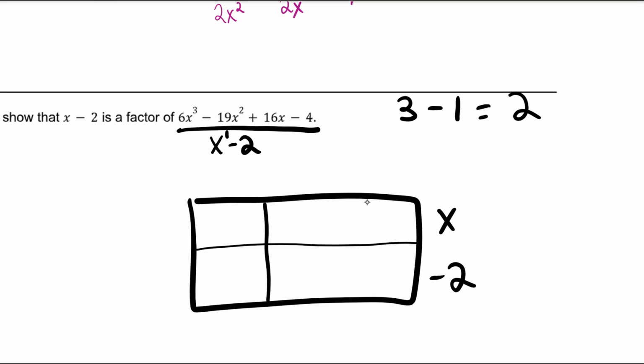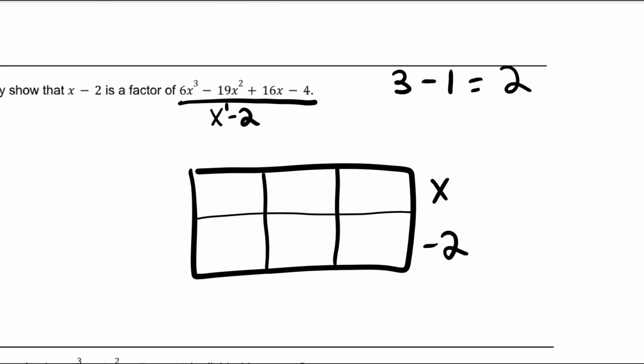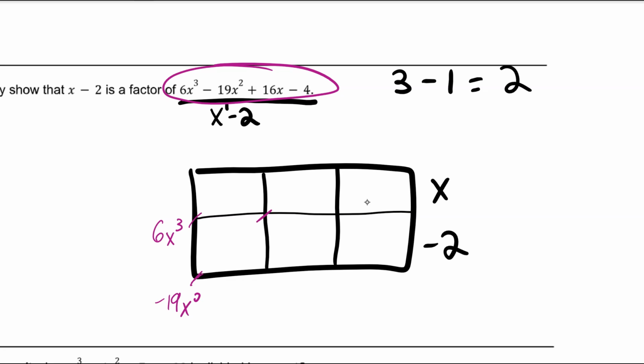So there should be 2 vertical lines to draw. And that just ensures that I have enough spaces to put all of my terms along the diagonal. 6x cubed, negative 19x squared on the next diagonal, 16x on one of them, and the last one would just be a minus 4.